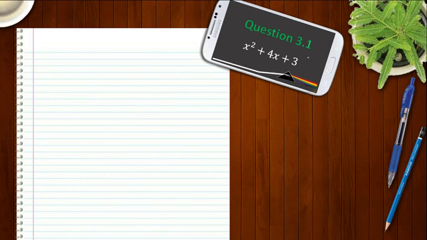Okay, so question 3.1. We need to start off with the 3 and list its factors. So I have 1 times 3, and that's basically all the factors there are. So I need to get plus 4. To get plus 4, I'm going to say plus 1 plus 3. So my 2 brackets are then going to be x plus 1 and x plus 3.